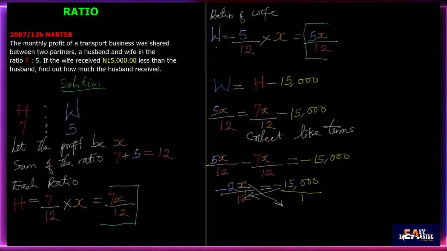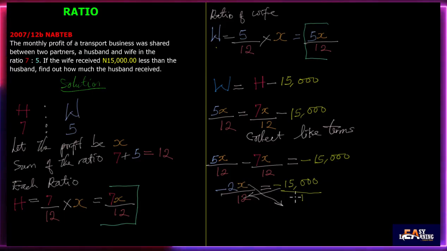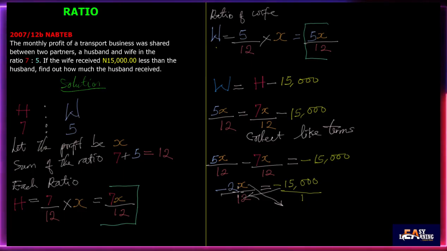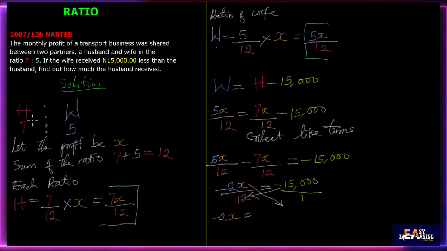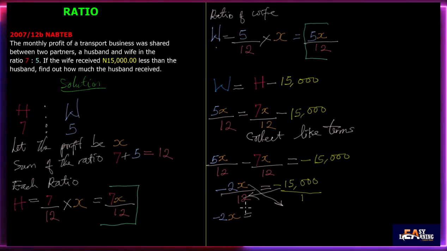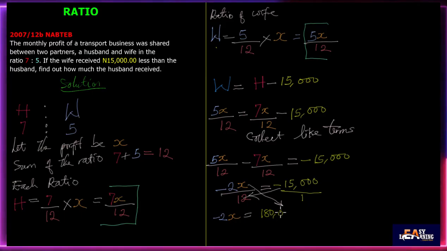Okay, so to take away this, we are just going to do cross multiplication. This one times minus 2x is going to give us still minus 2x, and that will be equal to, we now multiply 12 times 15,000. Multiplying 12 times 15,000 is going to give us 180,000.